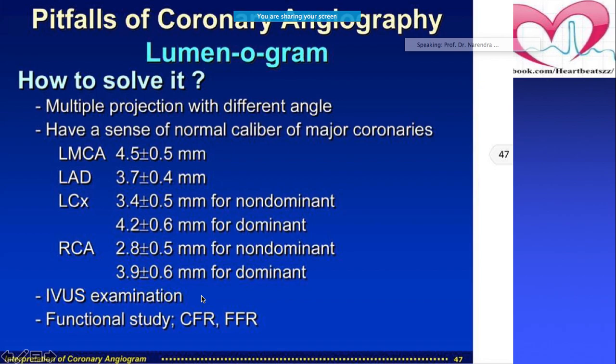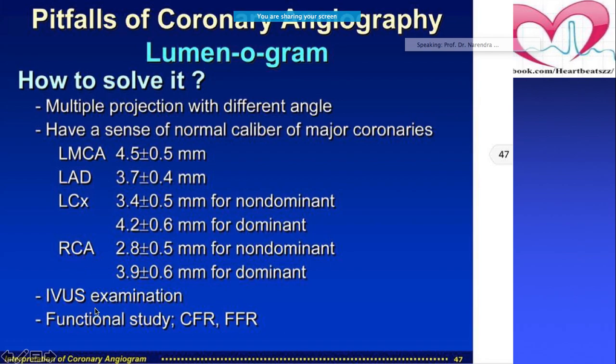So how can you solve it actually? If you want to do away with the limitation of coronary angiography, how will you do that? For this, you must be able to take multiple projections with different angles. And as I said, you also need to know the normal caliber of the major coronaries. For example, the left main is bigger, LAD is a little bit smaller, LCX is a little bit smaller, and RCA is even smaller.